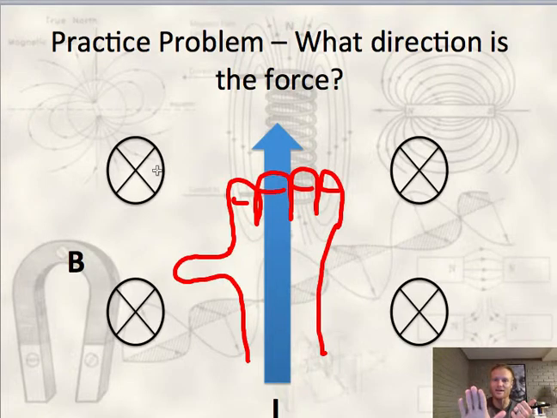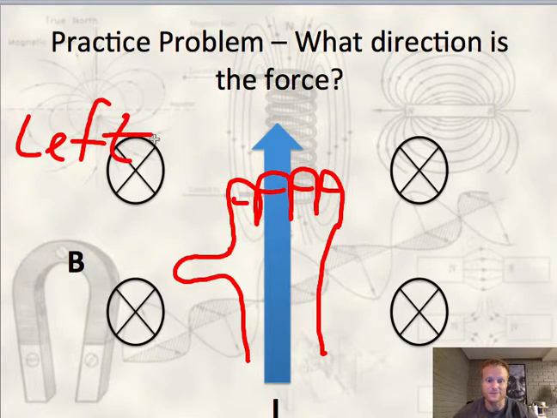So I encourage you to take your right hand out. I know you're going to look weird doing this if you watch this on your phone or your computer or whatever, but put your hand like this and you'll notice my fingertips point directly up in line with the screen, and then my palm is into the screen, like the B field is going through the screen. And then notice my thumb, what direction is it pointing? Well, it would be pointing left. Okay, and so the direction of the force in this case would be left.